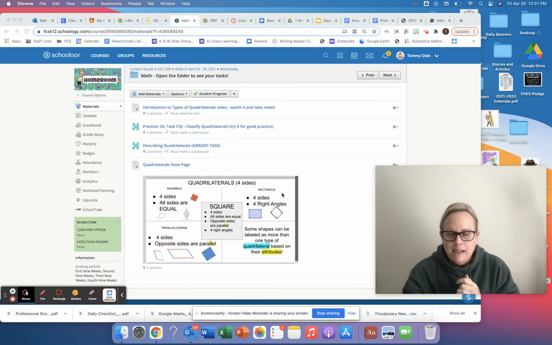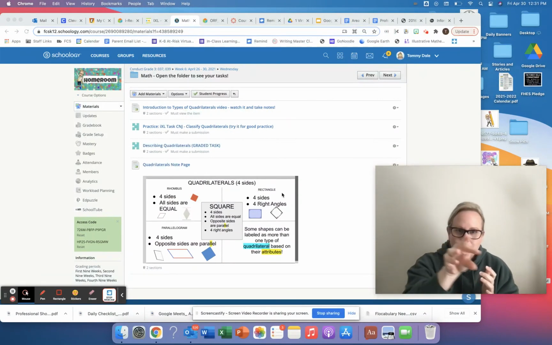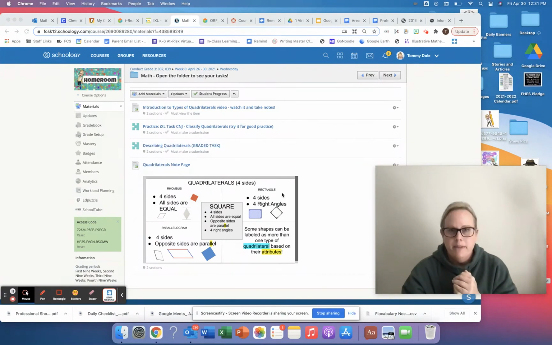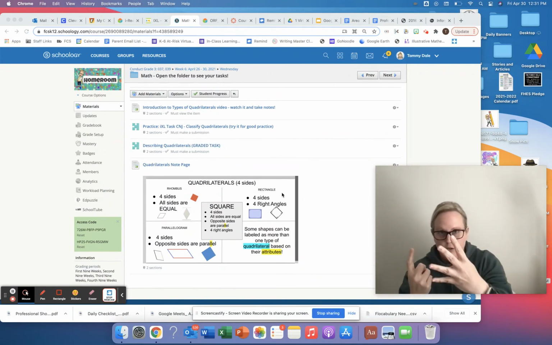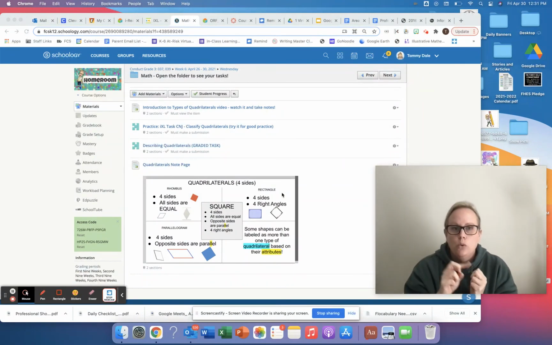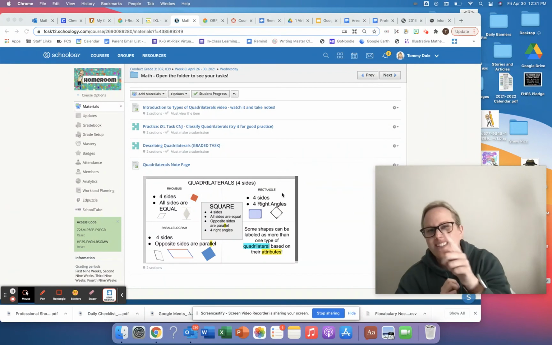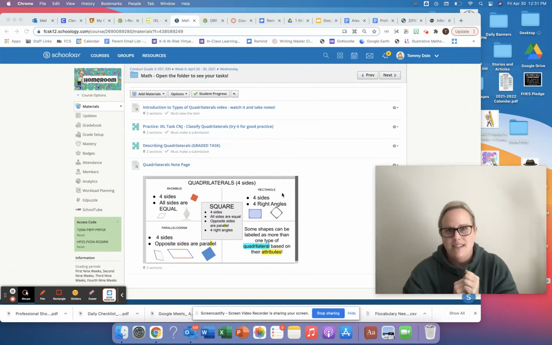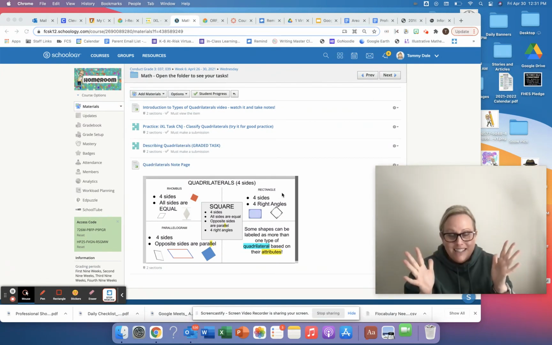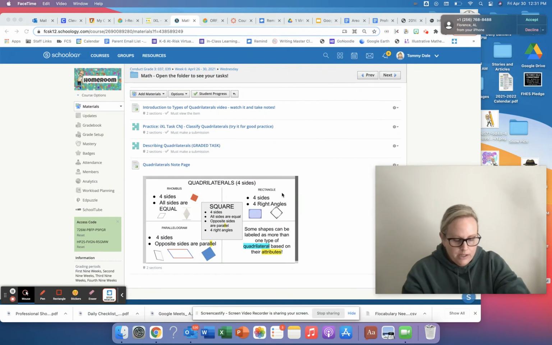And the perfect example of that is a square. And that's why it's in the middle of this note page, because a square is a quadrilateral because it has four sides. A square is a rhombus because it has four sides and all of the sides are equal to each other. They're all the same length. A square is a rectangle. What? A square is a rectangle.